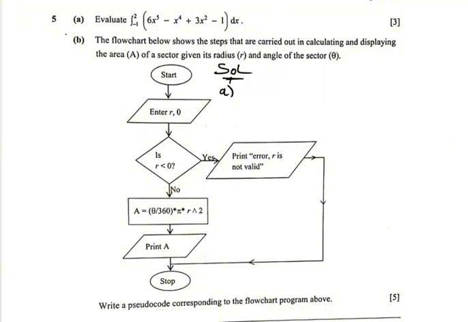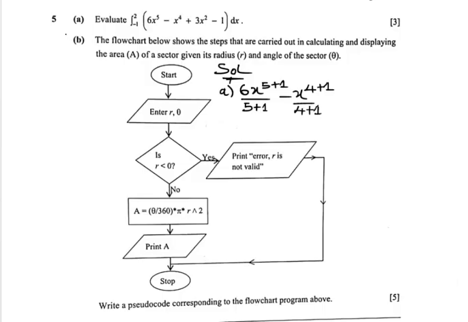On A, we start by getting the integral of the function given, 6x^5 - x^4 + 3x^2 - 1. For the first term, 6x^5, we add 1 to the index of x, then divide by the new index, 5 plus 1. Then minus x^4: we add 1, then divide by 4 plus 1.